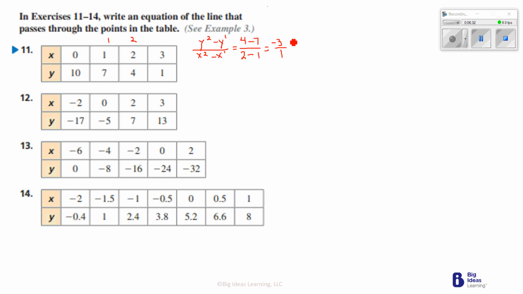So right now I know that I'm dealing with a slope of, well, anything over 1 is itself, so y equals negative 3x. And then where does it cross y? Remember, my y-intercept will be when x is 0. So x is 0 here, that means y is 10. So plus 10. And let's see how we did. y equals negative 3x plus 10.